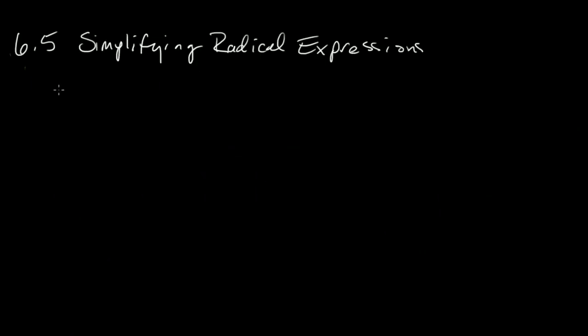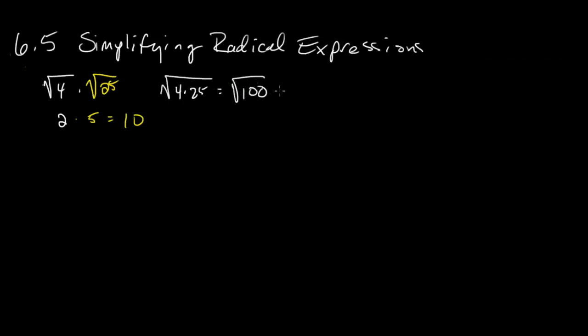One thing to note when we are simplifying radical expressions is simple equivalences, right? So if I were to multiply the square root of 4 times, say, the square root of 25, well, both of those numbers are perfect squares, right? The square root of 4 is 2, the square root of 25 is 5, and 2 times 5 is 10. But it's also equivalent to say that the square root of 4 times the square root of 25 is the square root of 4 times 25. And 4 times 25 is 100, so the square root of 100 is also 10.